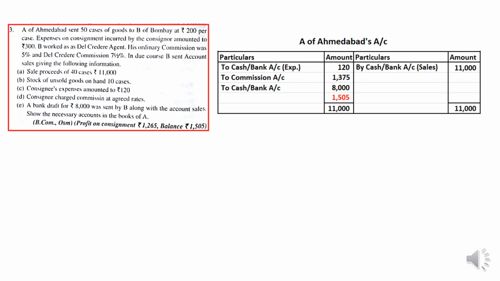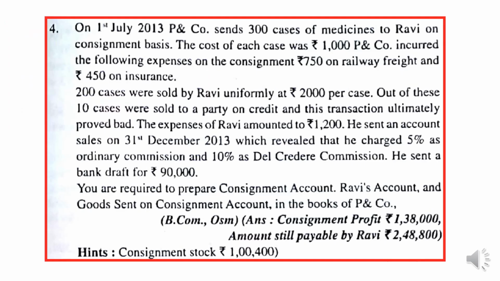Then we will close this account. Balancing figure we are getting on the debit side. To balance carried down, balancing figure. This balance in the books of consignee as well as consignee account in the books of consignor, both will match. That is 1505. Clear? Amount receivable and amount payable will be the same. Right? I hope I made you understand this concept, this problem. So we'll take up one more question.